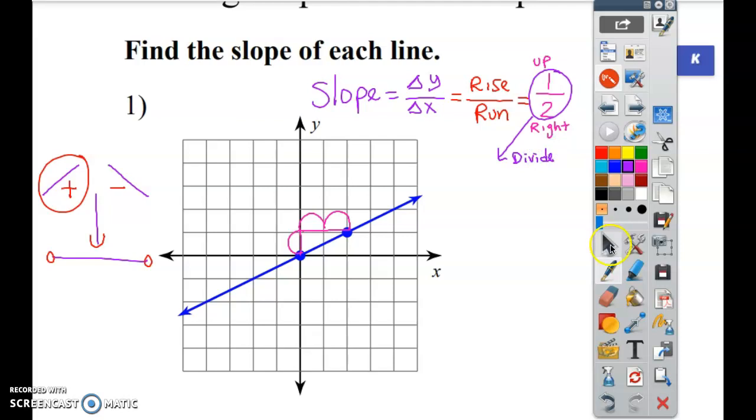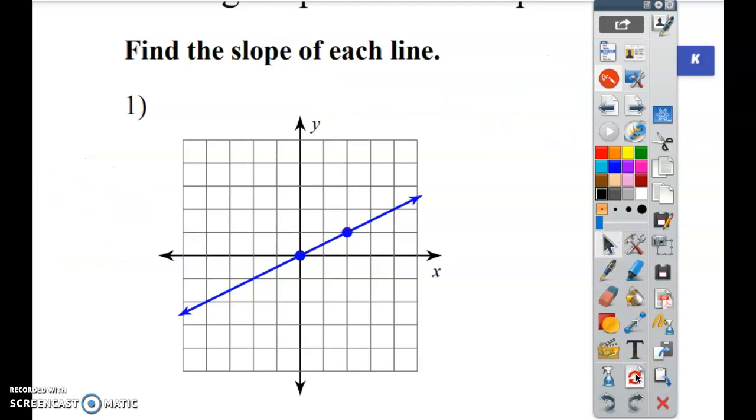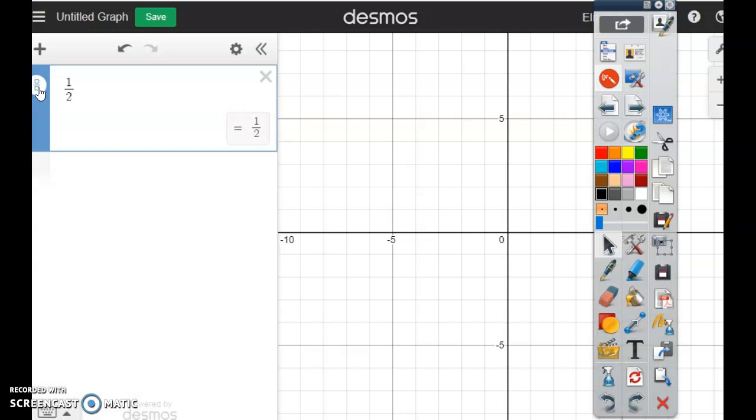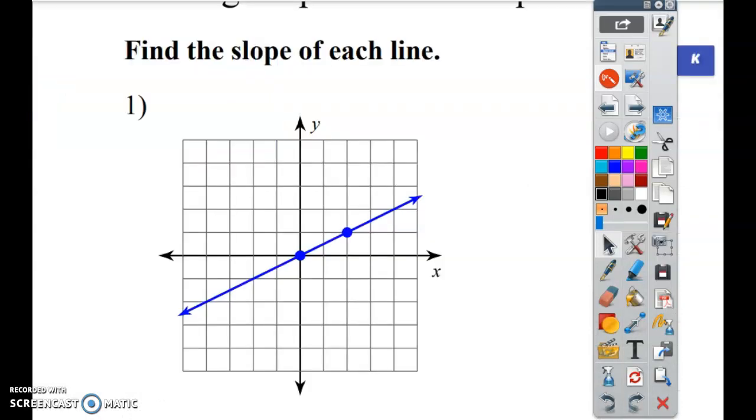just like we did last time. You can type it in the calculator. 1 divided by 2. So right here, 1 divided by 2 is 0.5. If you click the fraction button, it changes it to a fraction. So my slope for that graph is 1/2.